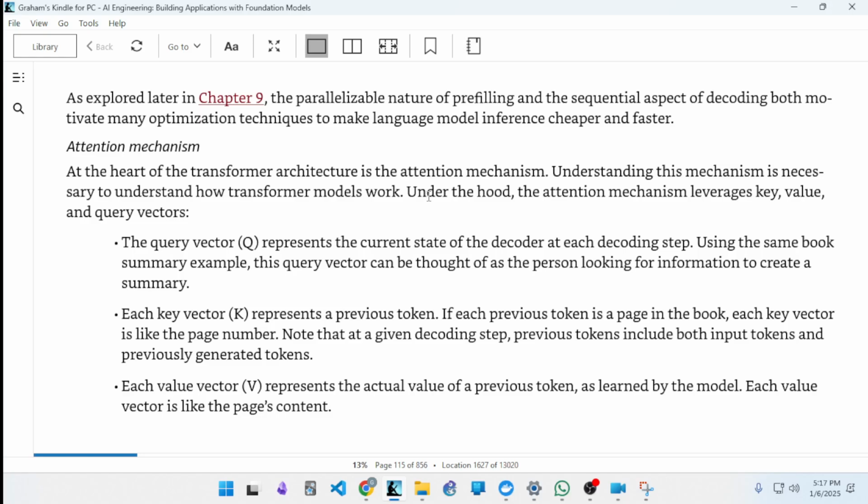represents a previous token. If each previous token is a page in the book, each key vector is like the page number. Note that at a given decoding step, previous tokens include both input tokens and previously generated tokens. Each value vector, V, represents the actual value of a previous token as learned by the model. Each value vector is like the page's content.